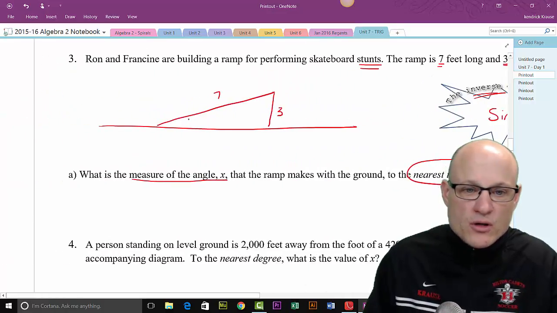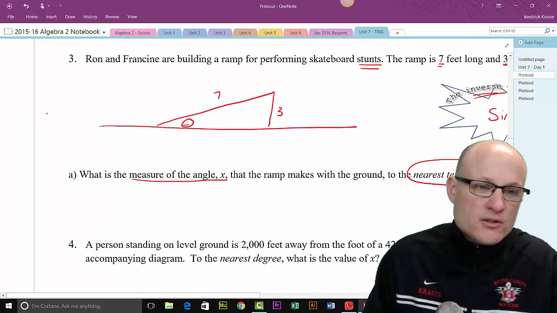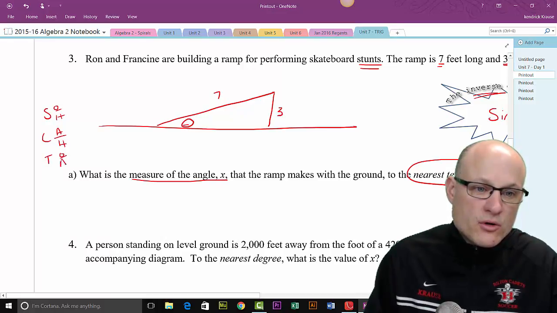So we're looking for theta. Some old horse caught another horse taking oats away.